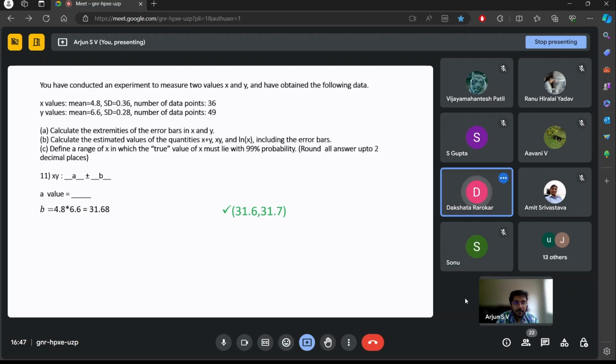Sir, can you repeat this? So for ln x, to find the error, you have to find dou z by dou x, and then you have to multiply it by the error in x.